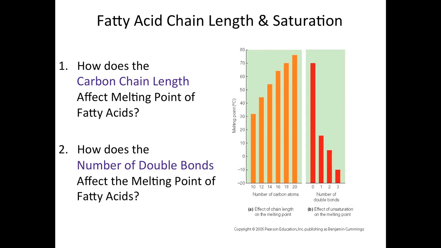Carrying that one step further, or two steps further, we actually have this orange graph, and in this experiment, they took fatty acids of different carbon lengths and asked what is the melting temperature change. And the general trend is as you increase the carbon atom's length, then you also increase the melting temperature. On the right graph, which is red, you see that as you increase the number of double bonds in a fatty acid, the melting temperature will decrease. So that's an inverse relationship.